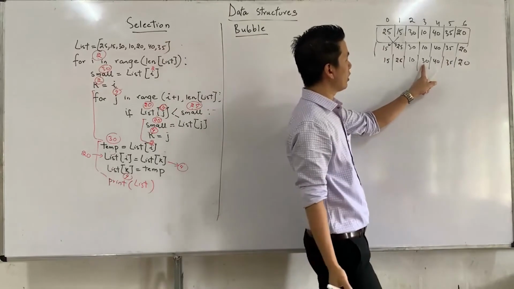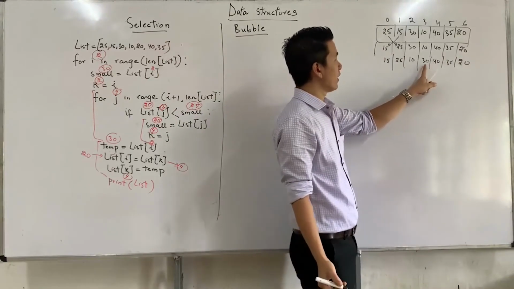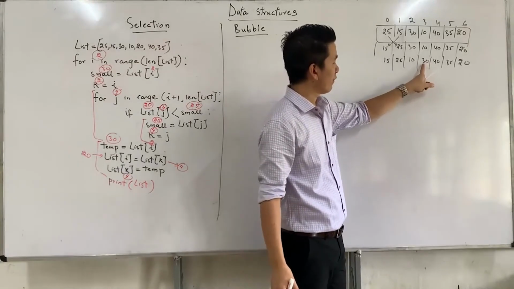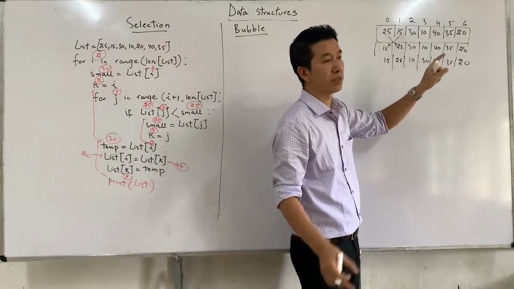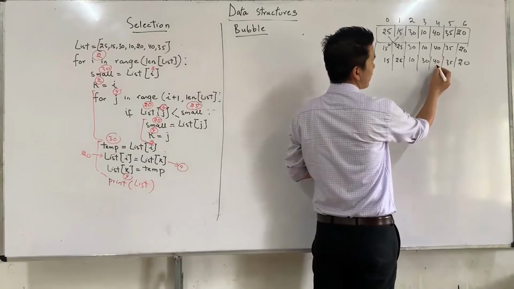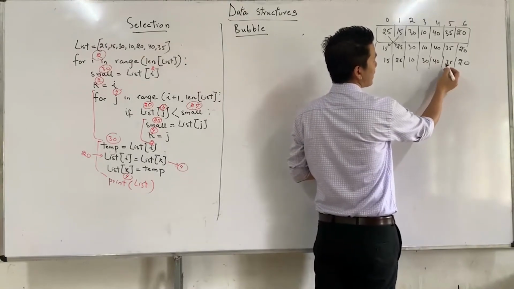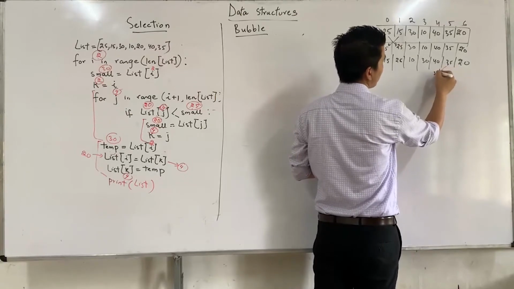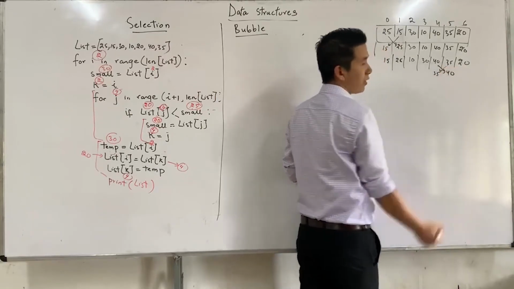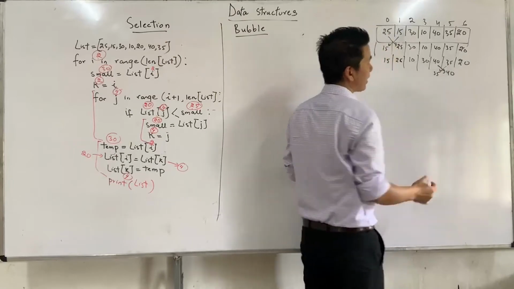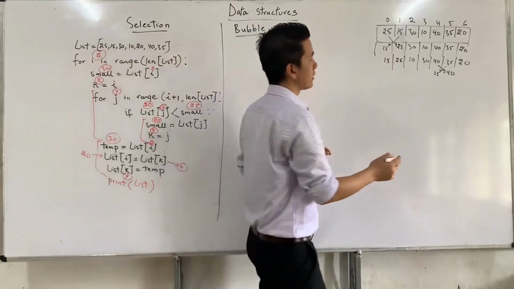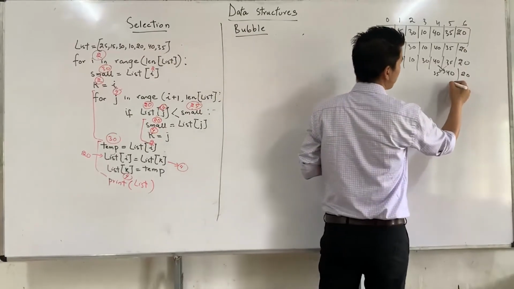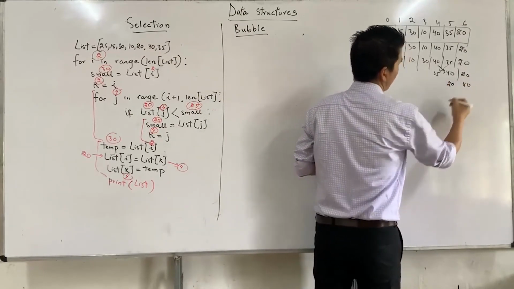So again, 30 will be compared with 40. If it's less, keep it intact. If it's greater, the places should be changed. This 40 is greater than 35. Since 35 is less than 40, 35 will come here, and 40 will come here, and then 40 will be again compared with 20. Since 40 is greater than 20, their places should be changed, and then you will have 40 like this.